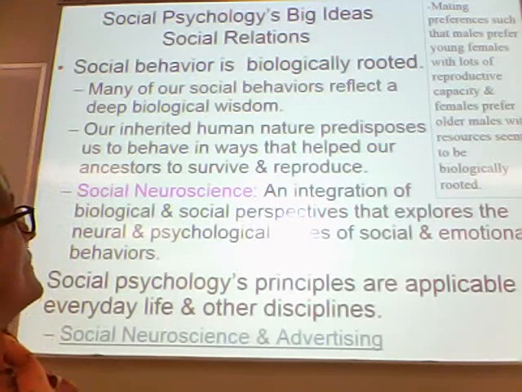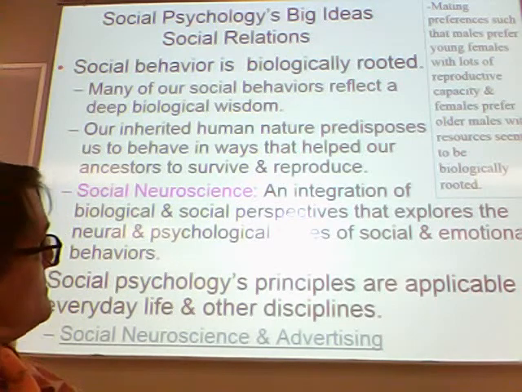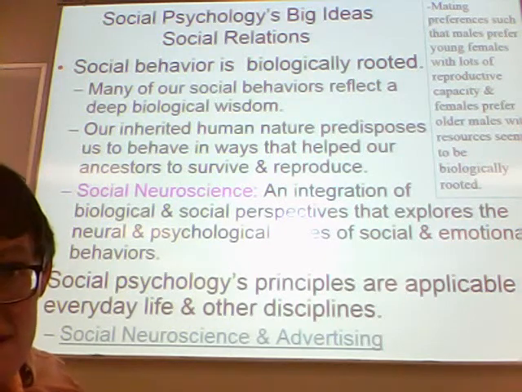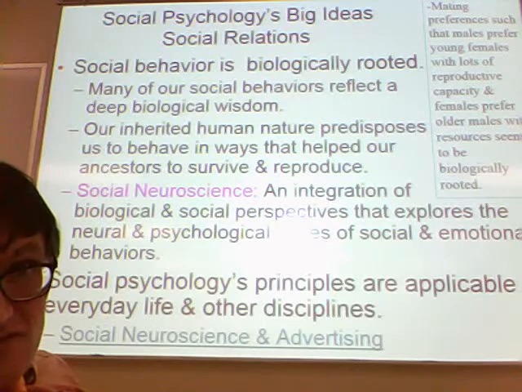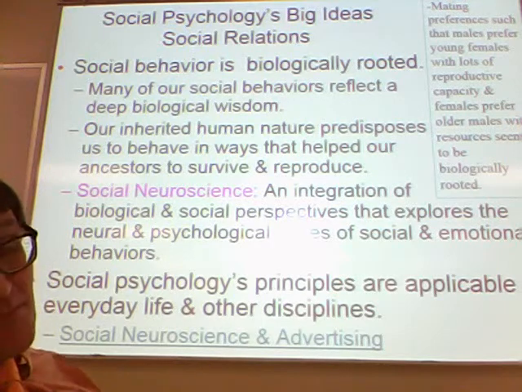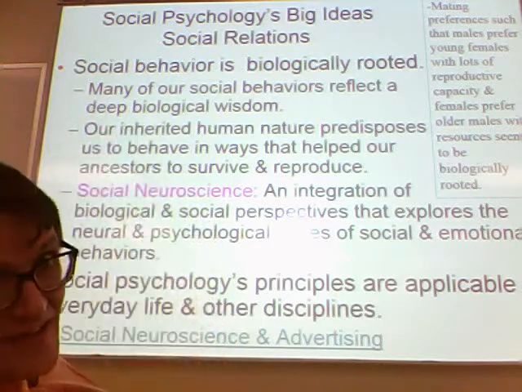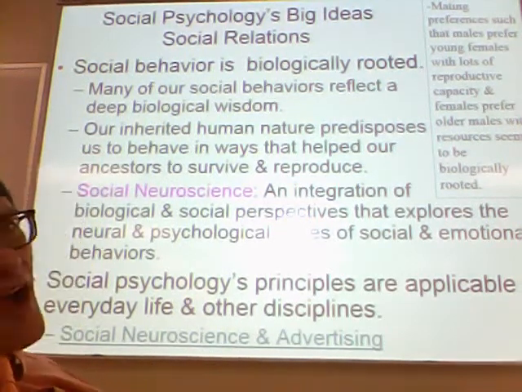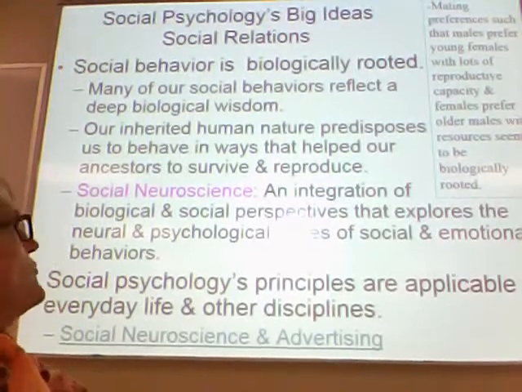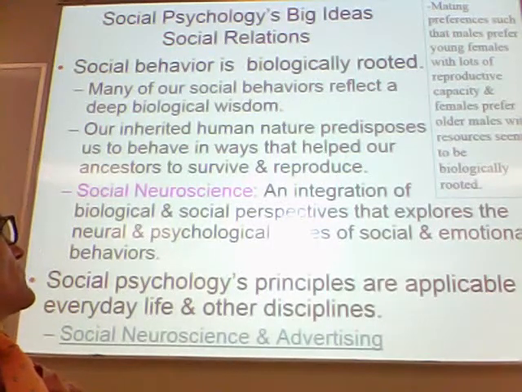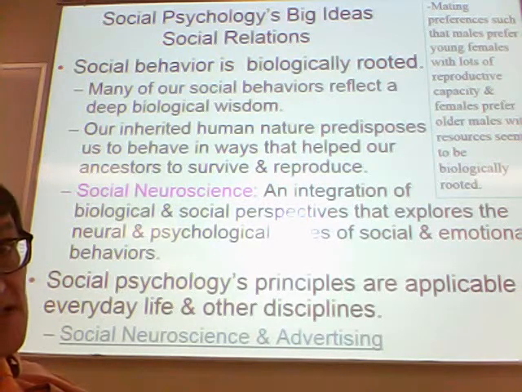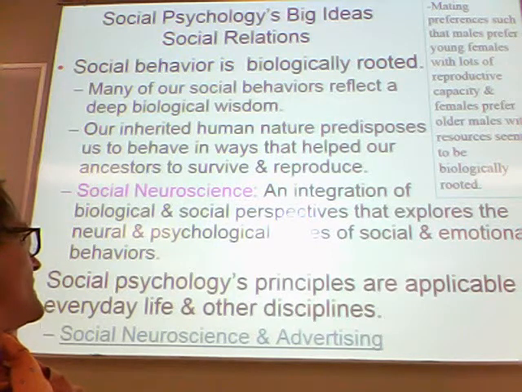Very much so. Our inherited human nature predisposes us to behave in ways that helped our ancestors to survive and reproduce. Gotcha? So, biological structures are subject to adaptation or evolutionary selection. Cognitive structures are subject to evolutionary selection, and social behaviors, they all count. Okay? Social neuroscience is a newer area where they're trying to find the biological correlates of social behaviors, and they're finding some cool stuff. We find that social psychology's principles are applicable to everyday life.